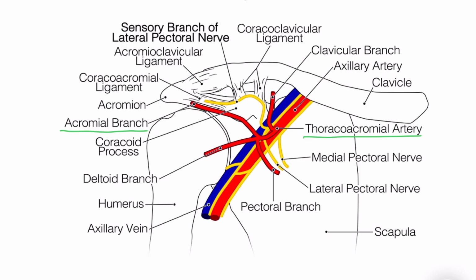Now one more image to show you the relation of acromial branch of thoracoacromial artery. There is this sensory branch of lateral pectoral nerve. This you are seeing is the lateral pectoral nerve, and it gives a sensory branch which reaches to the acromioclavicular joint along with this acromial branch of thoracoacromial artery. Now this nerve carries proprioceptive sensations from this joint. So that's a relation of acromial branch of thoracoacromial artery.